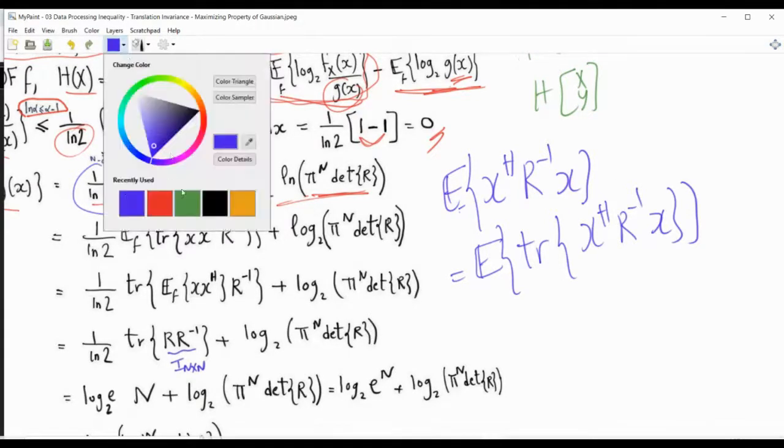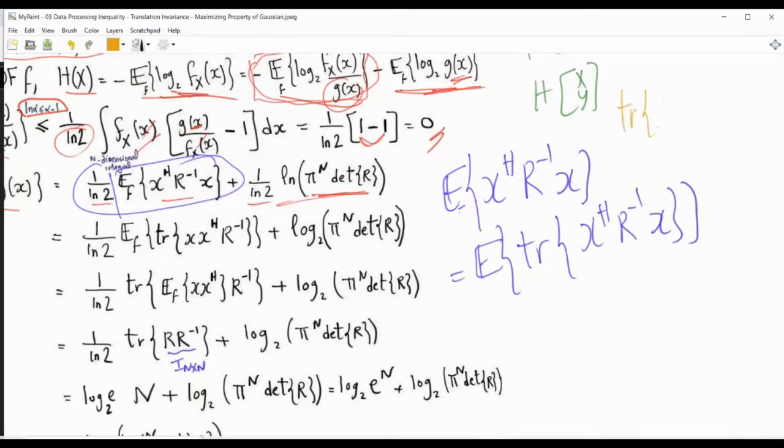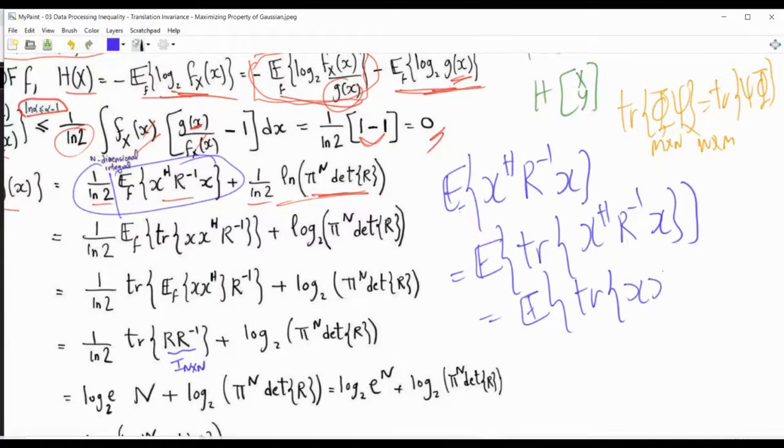And now for the trace, we have this extremely nice property. The trace of phi psi is equal to the trace of psi phi, given that this is m by n and this is n by m. So you can interchange the order and you get the same trace. This will do the step for us. So this is the expectation of the trace, and now we have x x Hermitian R inverse, like this.